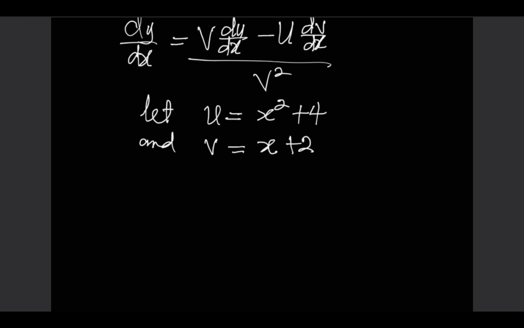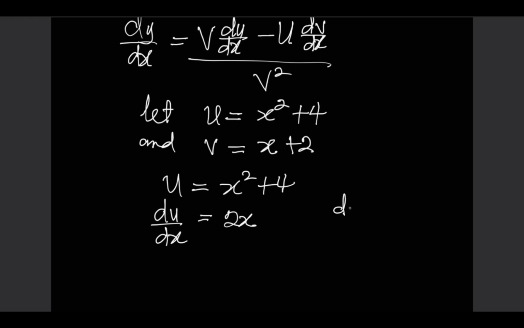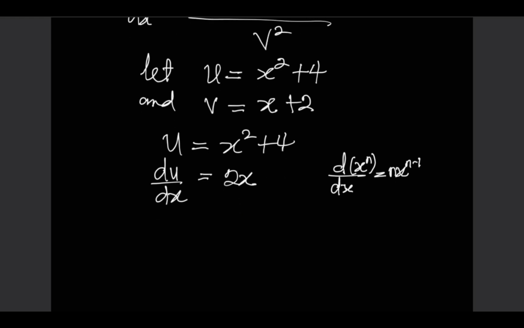Simple. Now, let's start off with u. We have it as x squared plus 4. If we take the first derivative of u with respect to x, the result would be 2x, because the derivative of x squared is 2x using the general formula of differentiation, which we call the power rule of differentiation, nx to the power of n minus 1. Since the power is 2, plug in 2 for n, then that's how you get 2x. Then the derivative of a constant, which is 4, is 0. So we're done with that.